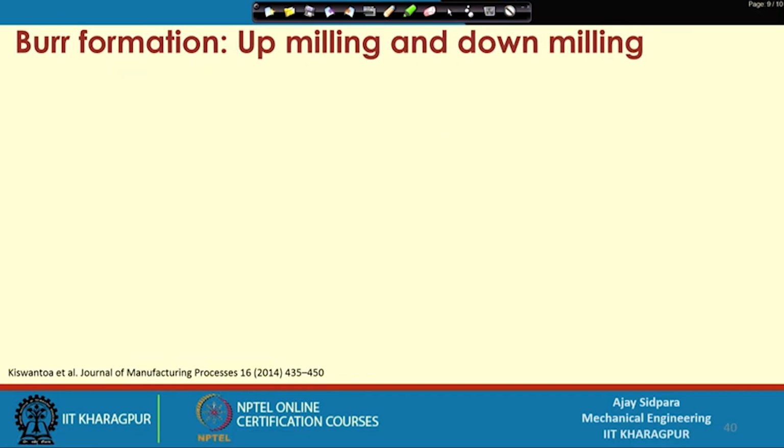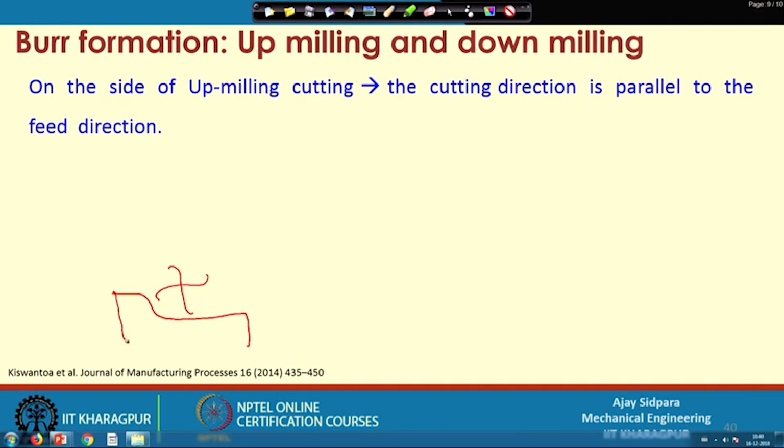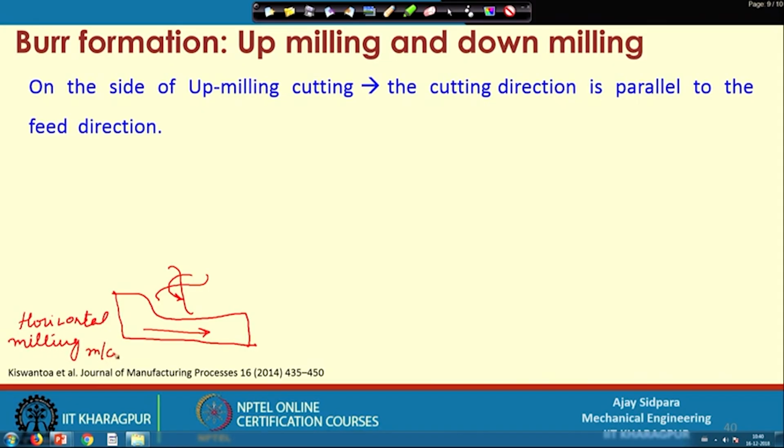Now, coming to the burr formation in the up milling and the down milling process. Let us see first what up milling and down milling are. Consider that this is your cutter and this is your workpiece, and the cutter is rotating in this direction and your workpiece is also moving in this direction. Right now, we are talking about the horizontal milling machine, right, because in a horizontal milling machine your tool is in the shape of a rotating disc type of cutter and it is mounted on a horizontal arbor.